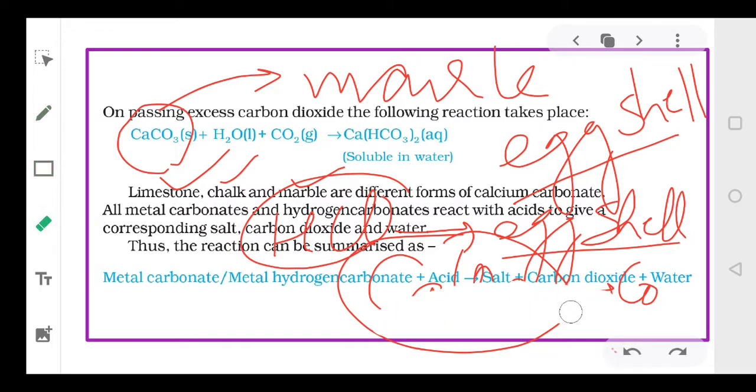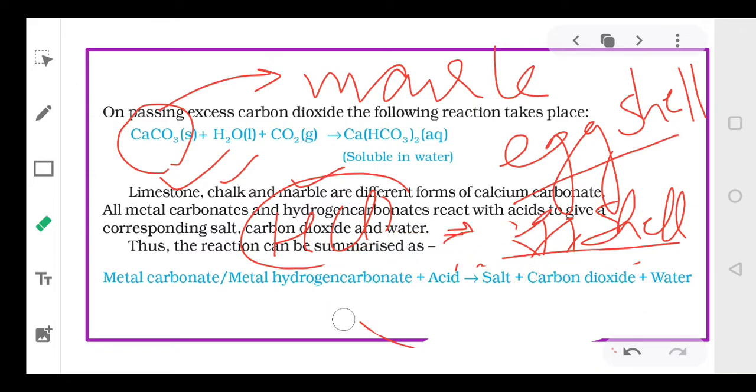Let's rub it. Now इस रिएक्शन को हम जनरलाइज्ड वे में याद कर सकते हैं. That is metal carbonate or metal hydrogen carbonate. Whenever they react with an acid, they will form salt, carbon dioxide and water. So this will be your general reaction. Okay, so you can easily remember this.